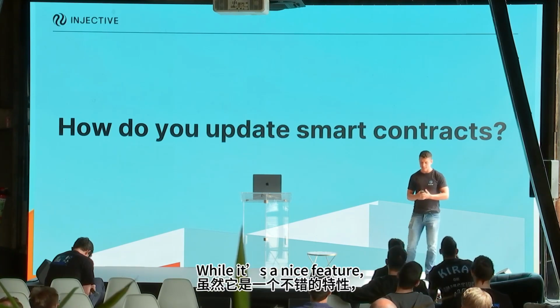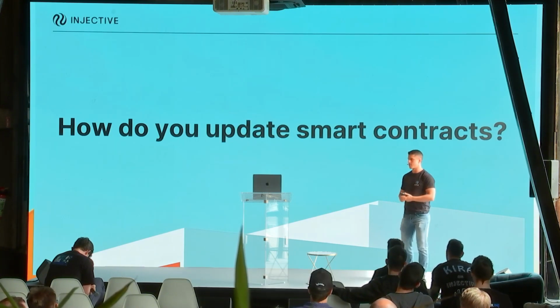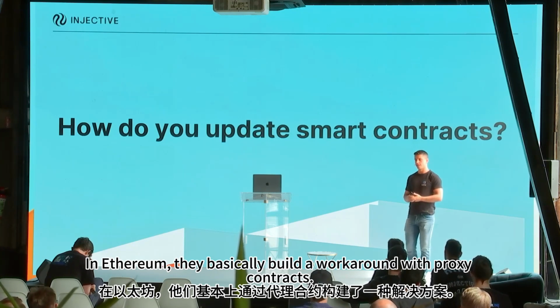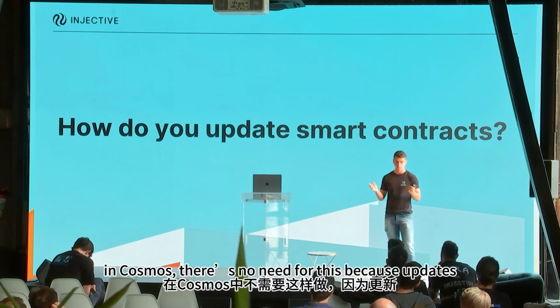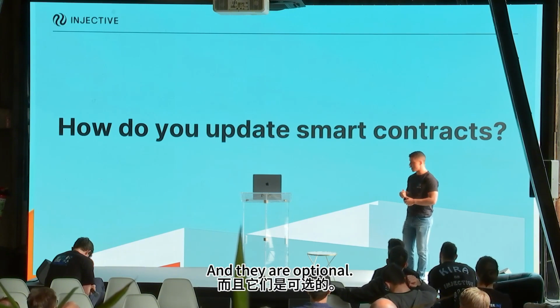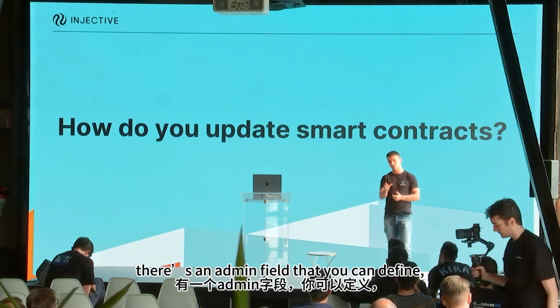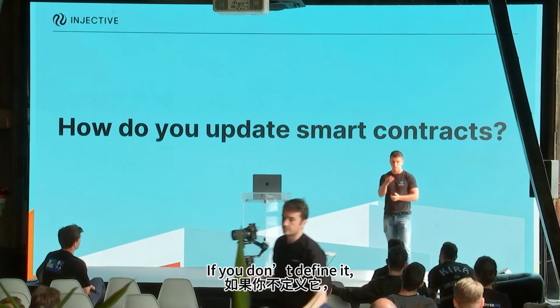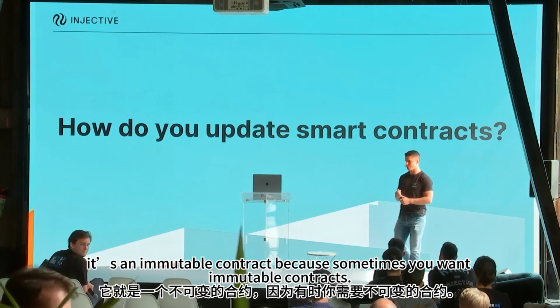And immutability, while it's a nice feature, is quite often not what you really want. In the Ethereum world, they built basically a hack around this with proxy contracts. Unfortunately, in CosmWasm, there's no need for this because updates are supported natively. But they are optional. When you create your contract, there's an admin field that you can define, but you don't have to define it. If you don't define it, it's an immutable contract, because sometimes you want immutable contracts.